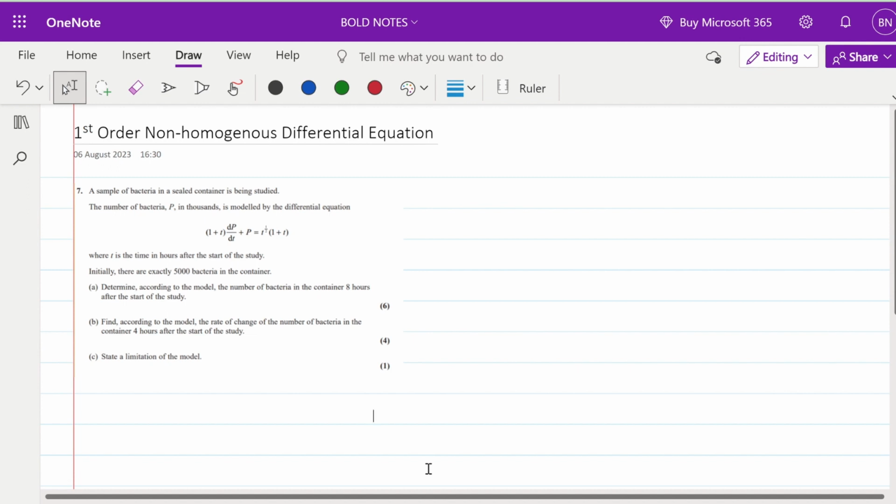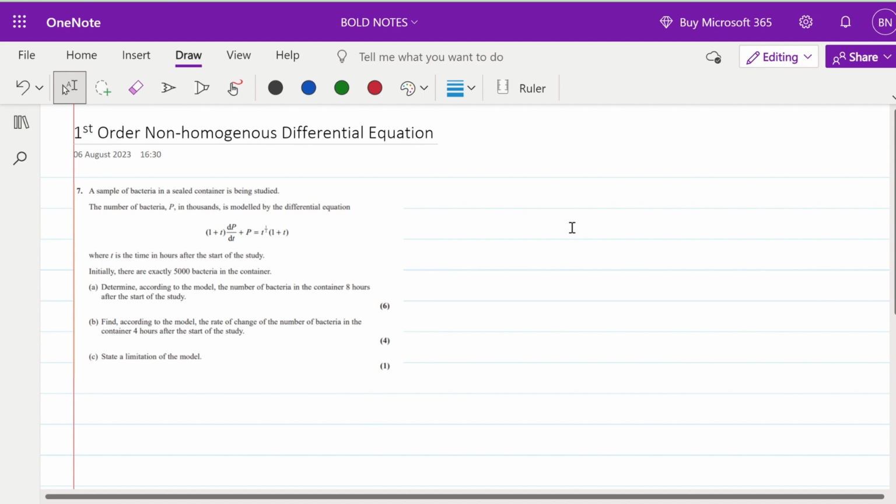And just to quickly explain exactly what these terms mean here. The first order basically tells us we're dealing with the first derivative of a variable. So for example, if we had y and also dy by dx. In this example, we've got p and dp by dt. The non-homogeneous part tells us that the equation is not equal to 0. So here it's equal to t to the power of half, open brackets, 1 plus t, close brackets. And then the differential equation, obviously how we're dealing with p, dp by dt, and t.